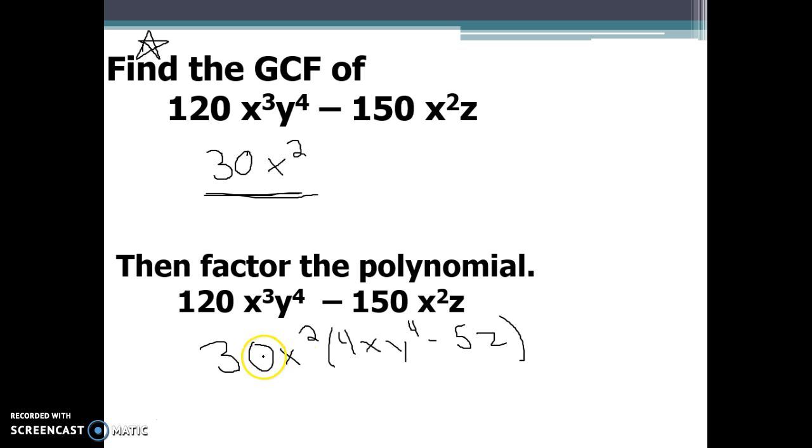I then go ahead and rewrite that on the outside. In the parentheses, I think about what would happen if I took a 30x squared out of each one. So to get the 4, I did 120 divided by 30, and that told me what I would get, 4. For the x, the reason why I got x is I did x cubed divided by x squared, which was my GCF, and I end up with just x. Think of your exponent laws. Y to the fourth, there was no y term being taken out, I just leave it. Same thing over here. Negative 150 divided by 30 will give me negative 5. X squared over x squared will get me x to the 0, which is 1. I don't need to write it. And then z, there was no z term. It just stays z. You can always check your answer again by distributing, and you will get the same thing that you started with.